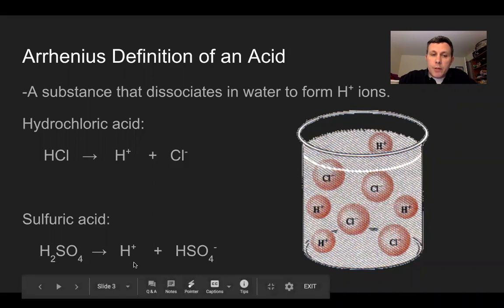Sulfuric acid will also break apart. Notice I only had it break into one H+ here. It can break apart some more, but I'm just looking at the first one here, so that's an Arrhenius acid. And this is sort of what an Arrhenius acid looks like in solution, the H+'s and the Cl-'s.